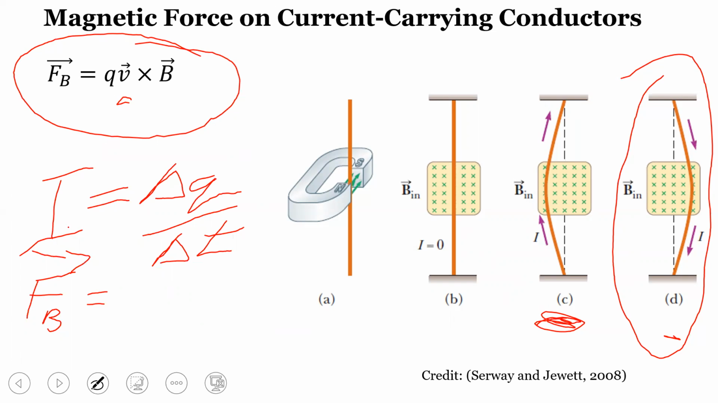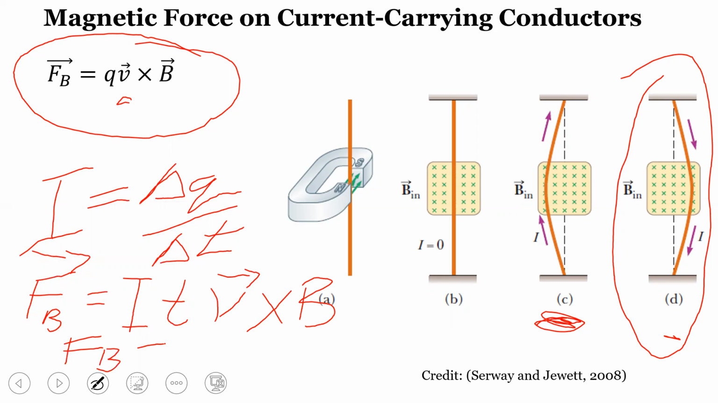So let's write the Q as IT. And V, which is still the velocity, cross B. T is time, V is velocity. Time times velocity. Oh my. Velocity times time. Do we need to start verifying these results?